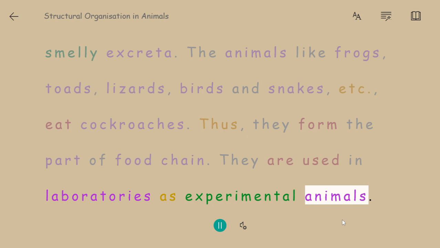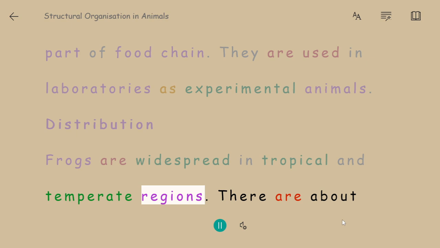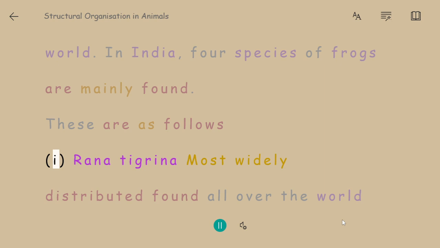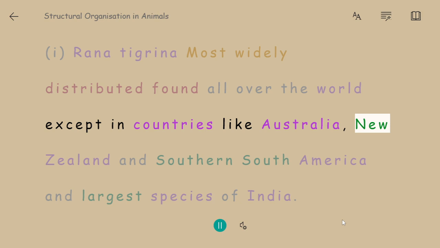Distribution. Frogs are widespread in tropical and temperate regions. There are about 2,600 species of frogs all over the world. In India, 4 species of frogs are mainly found. These are as follows. 1. Rana tigrina, most widely distributed, found all over the world except in countries like Australia, New Zealand and southern South America, and the largest species of India.